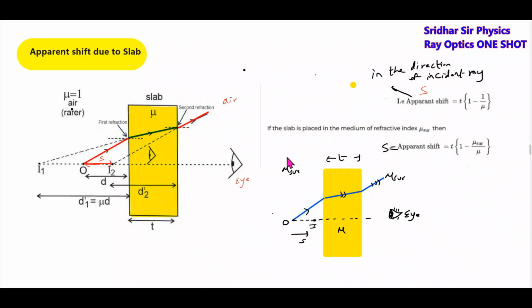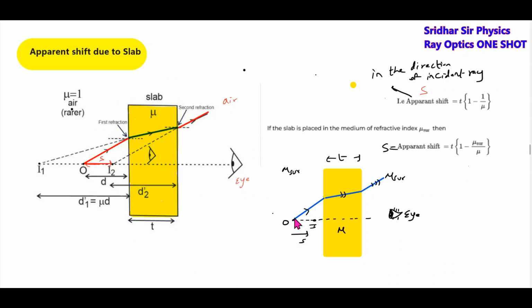Okay, now what is the shift produced? Apparent shift is equal to thickness of the slab t into 1 minus refractive index of surrounding medium by mu. Since the surrounding medium will be air, the apparent shift will be t into 1 minus 1 by mu. And in what direction will the shift be there? In the direction of incident ray.